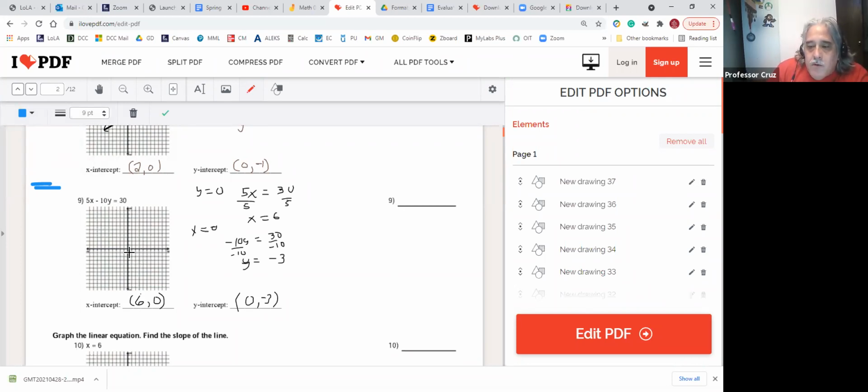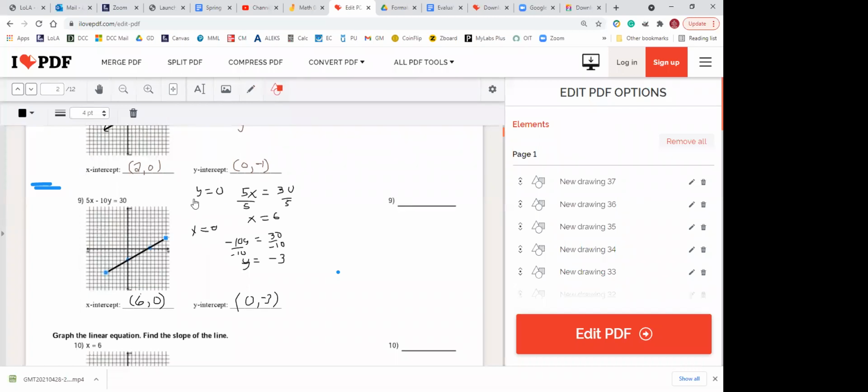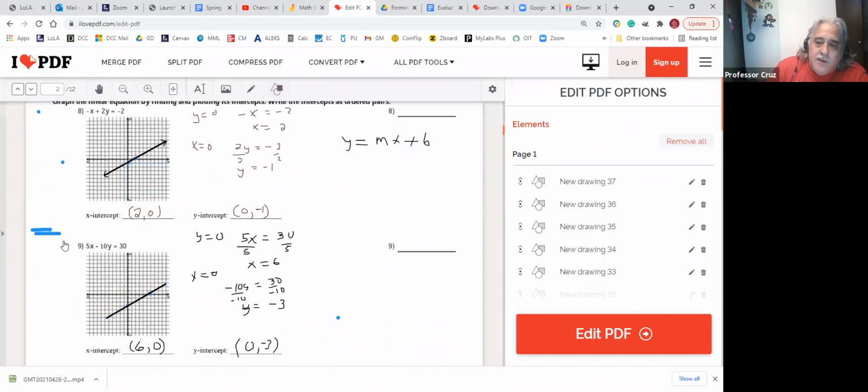So 0, negative 3, 1, 2, 3. And then 6, 0, 1, 2, 3. 1, 2, 3. And there we go. There's your 2 points. And then we'll put a line through them. Now these both just happen to be very similar. They're not the same line, but they both got a very similar slope. They're leaning more this way. That's just a coincidence.